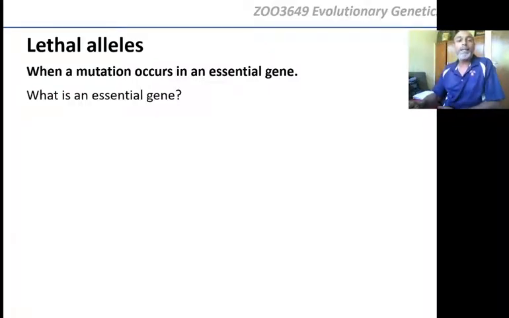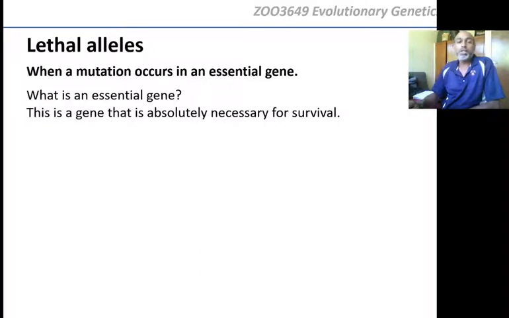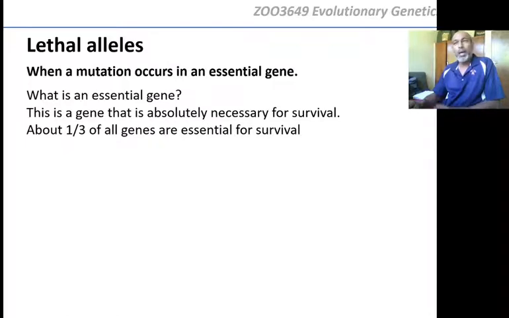So what is an essential gene where this mutation occurs? Well, an essential gene is one that is absolutely necessary for survival. About a third, 1 out of 3, of all the genes. You remember we have about 25,000 genes. About a third of them are absolutely essential. That means if you have a mutation in one of those genes, it could be very, very bad for you.